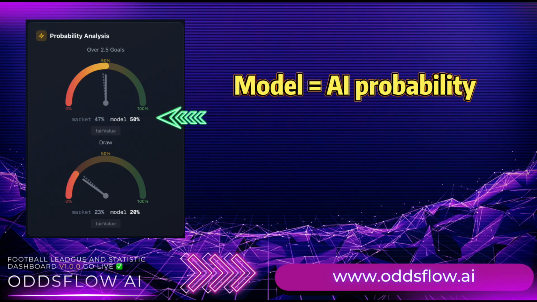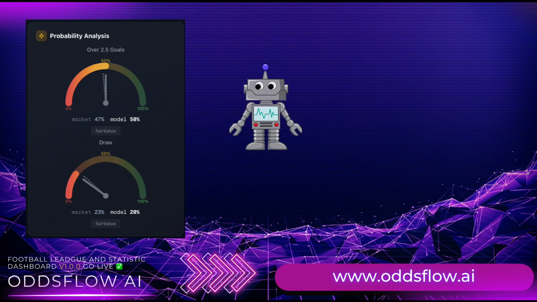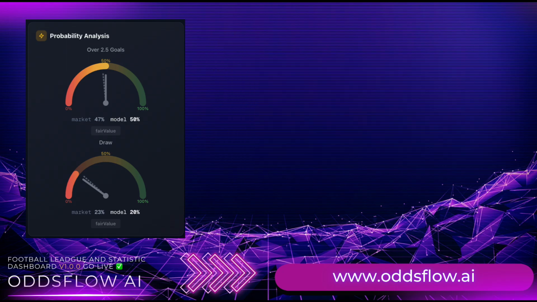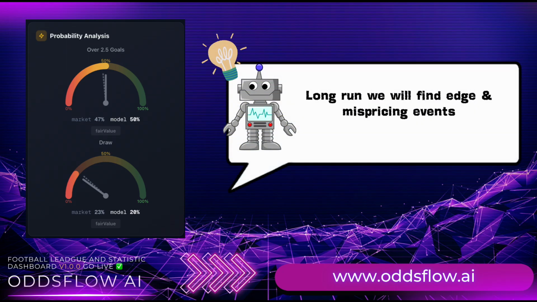This is important. We are not saying it will happen. We're saying the AI believes the true probability is higher than the market price suggests. Even small gaps matter because across many matches, that's where mispricing shows up.